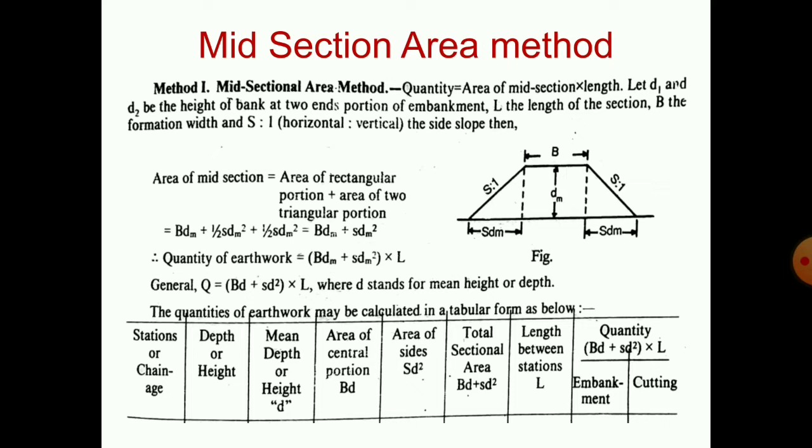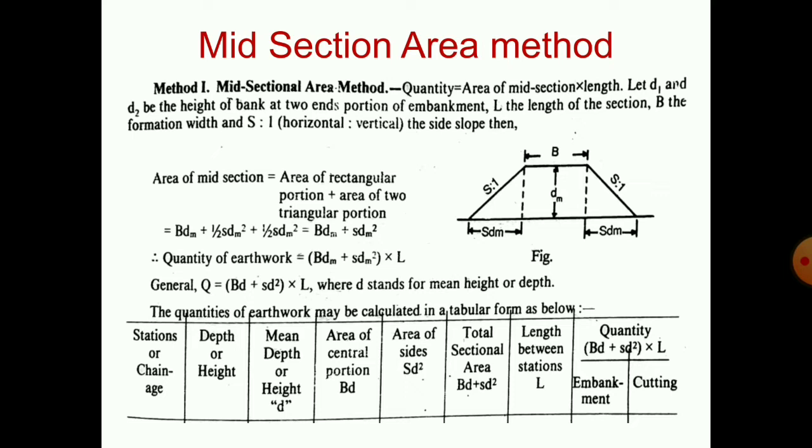In this method you have to take average depth, that is here as shown in the cross section. The average depth between first section and second section is Dm, that is D1 plus D2 divided by 2. So area of central portion will be B into Dm and area of sides will be S Dm square. Quantity of earthwork will be BDm plus S Dm square, that is the total area, multiplied by length between the stations.